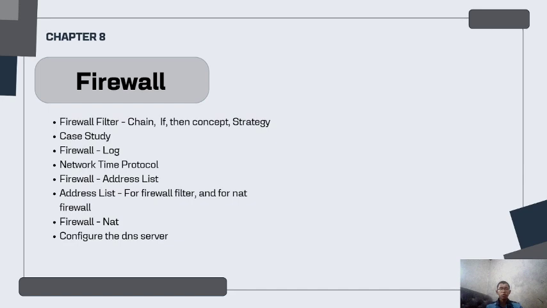So in chapter 8, which is firewall, I will explain and practice about firewall filter, chain and the if-then concept, the strategy, case study, firewall log, network time protocol, firewall and address list for firewall filter, and for firewall NAT, and configure the DNS server.